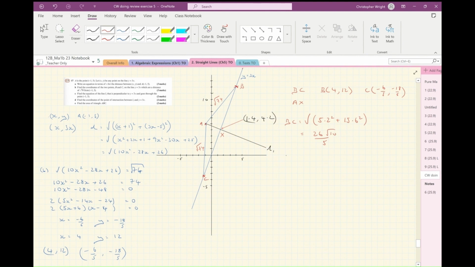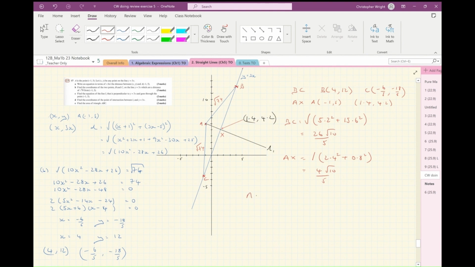And I can find the length of AX, again, by looking at the coordinates of A. A is (-1, 5), and X, which is (1.4, 4.2). So if I think about those distances there, AX is going to be the square root of 2.4 squared plus 0.8 squared. Great. So AX, when I put that in my calculator, gives me 4 times root 10 over 5.